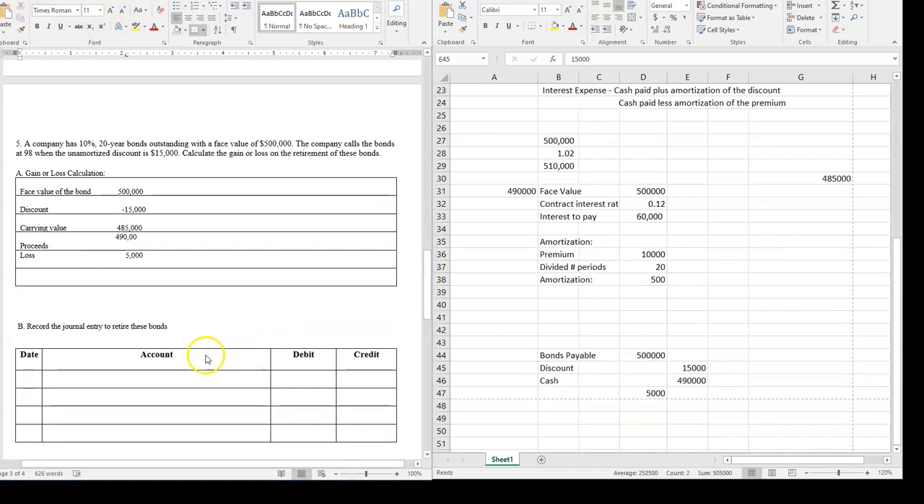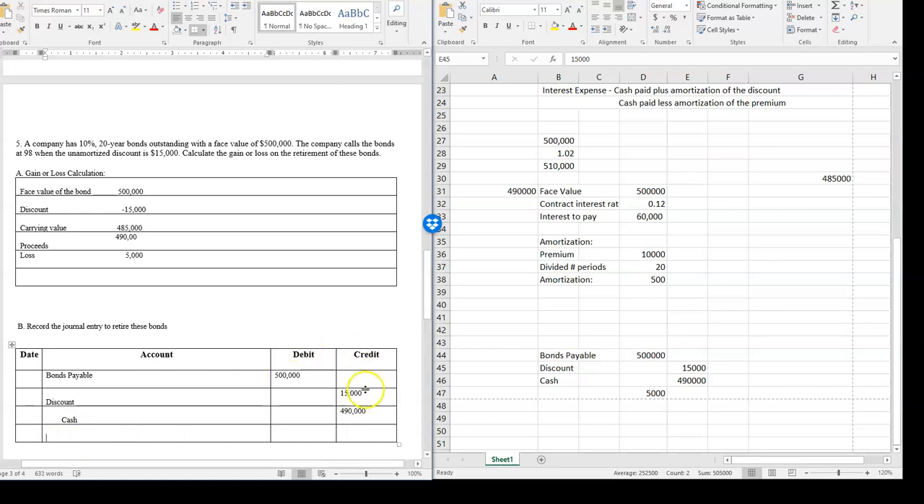All right, we also have to know how to put that into a journal entry. So the journal entry to retire the bonds is that we need to get rid of bonds payable. And to get rid of bonds payable, it has a normal credit balance, so to get rid of it, we're going to debit it for $500,000. And then we need to get rid of our discount. Discount has a normal debit balance, so to get rid of it, we will credit it. Then we need to show the cash, and we have to pay off a bond, so that's going to be a credit to cash, and it was 500,000 times 98%, so we found out that we had to pay off 490,000.